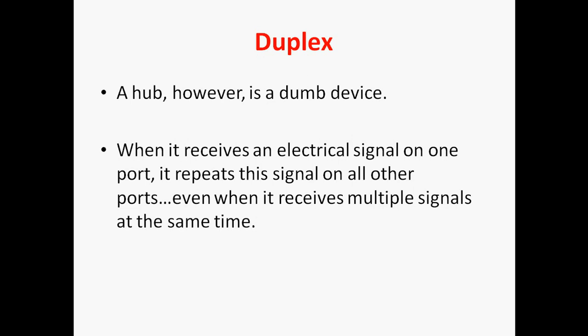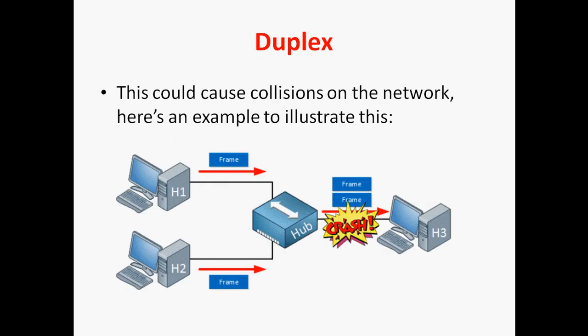When it receives an electrical signal on one port, it repeats this signal on all other ports, even when it receives multiple signals at the same time. So in a hub, if multiple ports receive electrical signals, it will repeat the signals to all other ports, which means a collision will occur. This could cause collisions on the network.